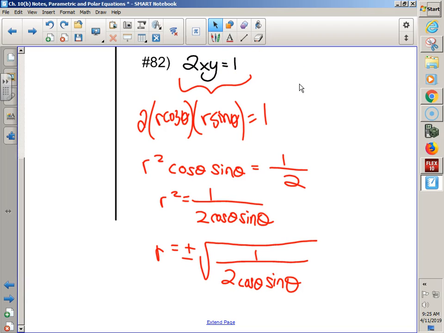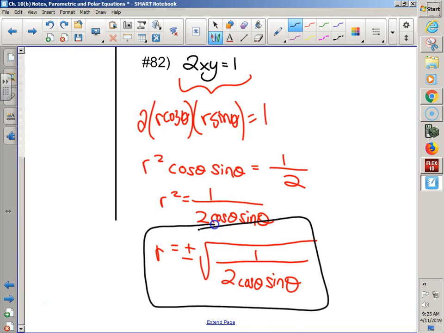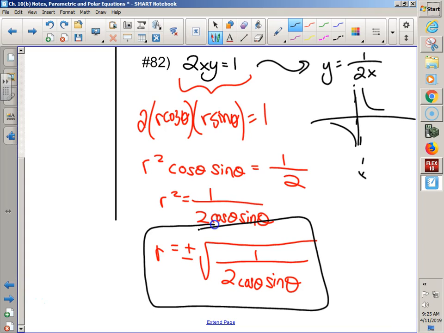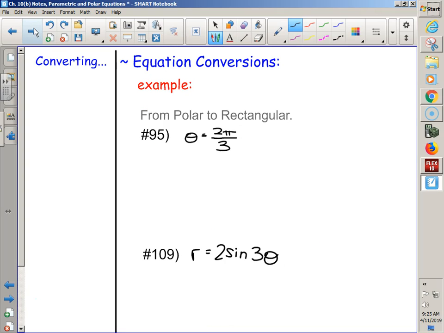Because we could have thought about this in function mode, which our brains are way more used to. And couldn't we have said y is equal to 1 over 2x, which is going to look something like that with a vertical asymptote at x equals 0? I guess that makes sense. Okay. But what if I give you something like this and I say theta equals 2 pi over 3? Well, that's a little weird.